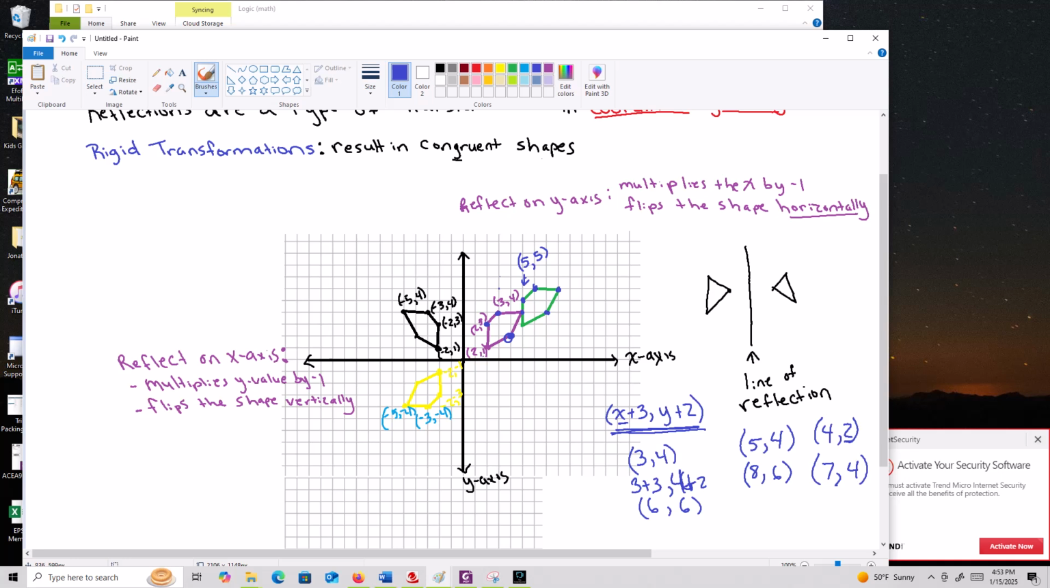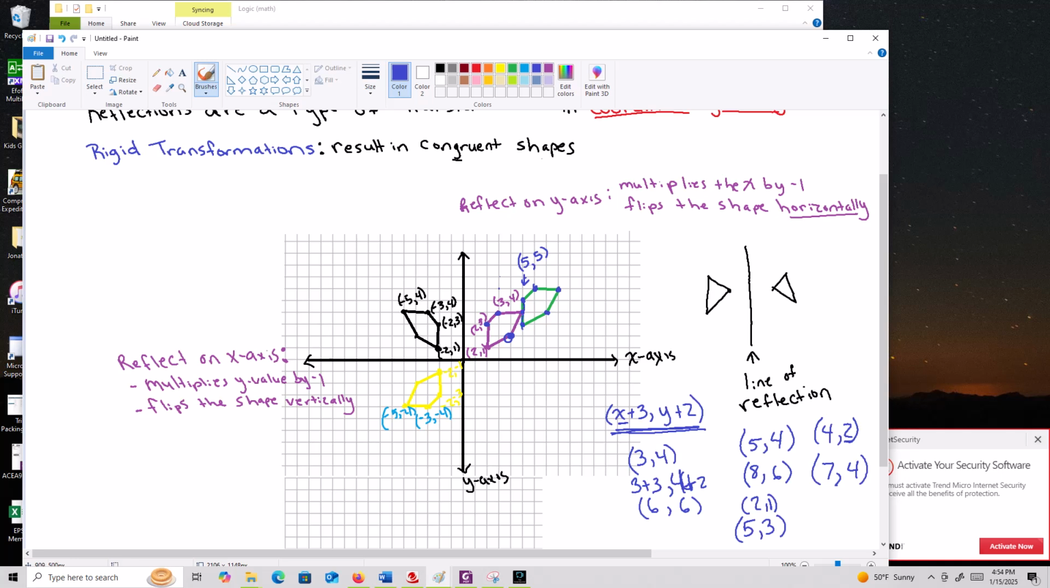And my last point is 2, 1. So I'm going to plug that into the equation. X plus 3, now that's going to be 2 plus 3, which is 5. And y plus 2, which is 1 plus 2, is 3. 5, 3. So we go on the x-axis to 5. 1, 2, 3, 4, 5. And we go on the y-axis up to 3. Every point is exactly the same.